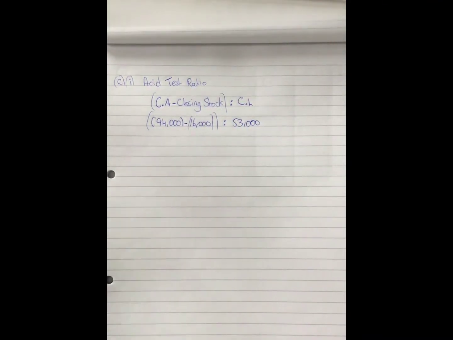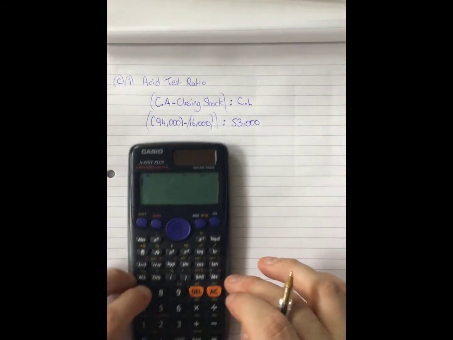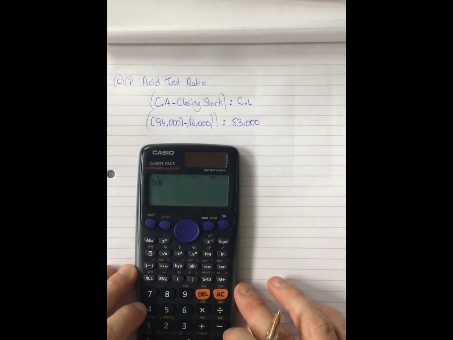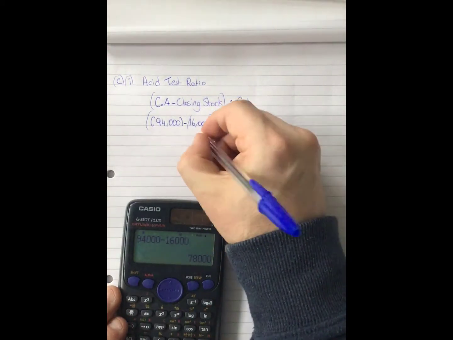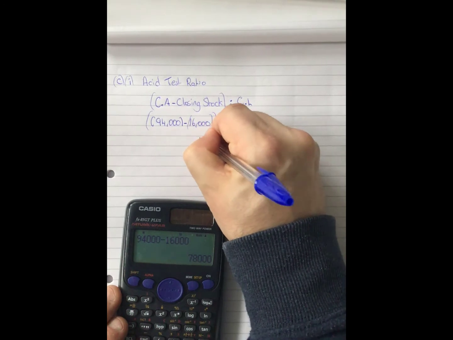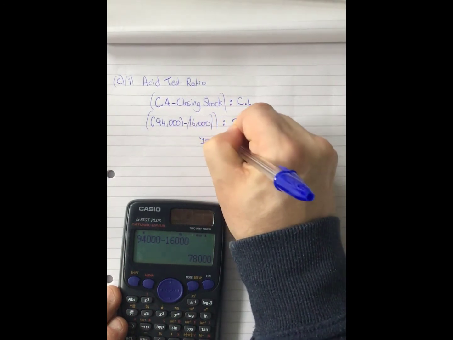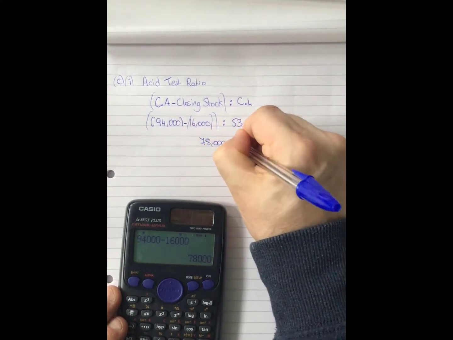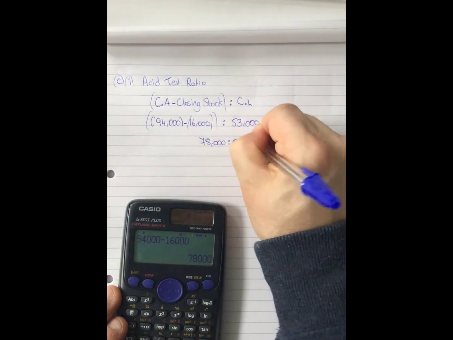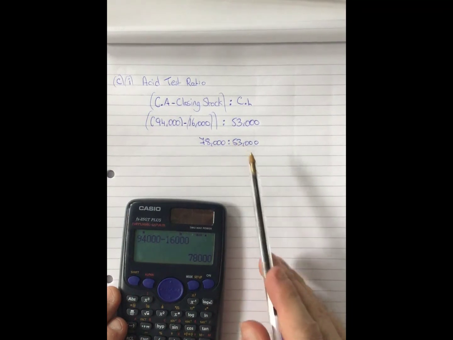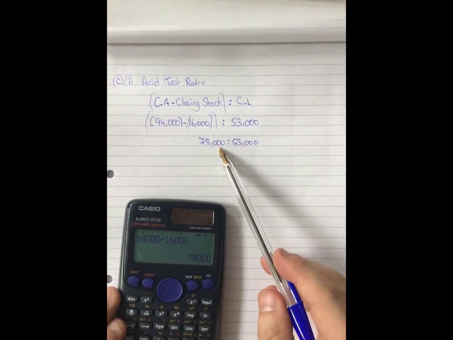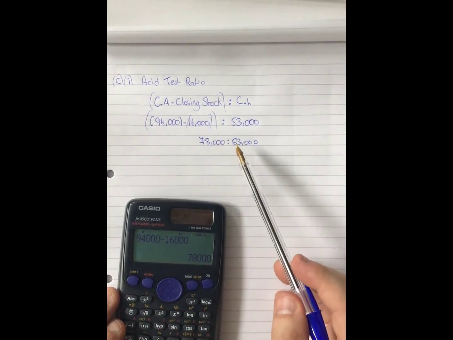Okay, so 94,000 euros minus 16,000 is equal to 78,000 euros. That's 53,000. Okay, so again, this is a ratio.